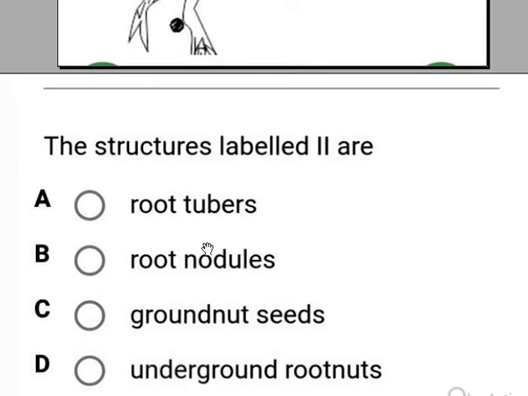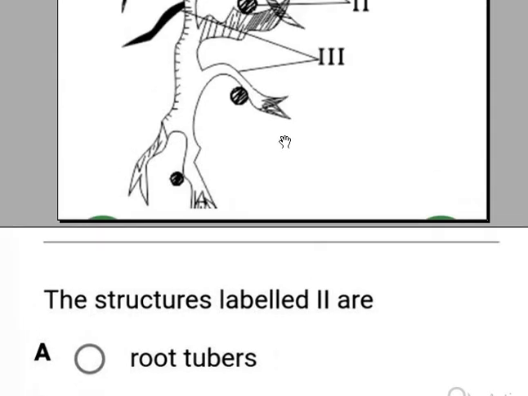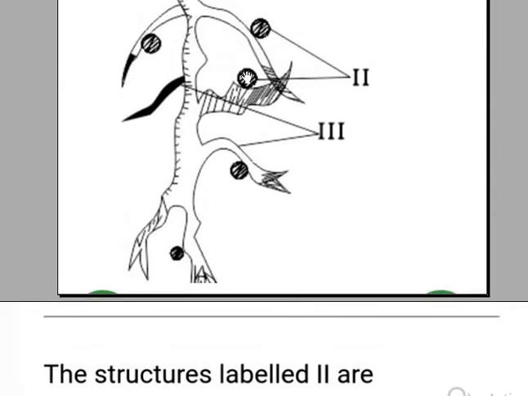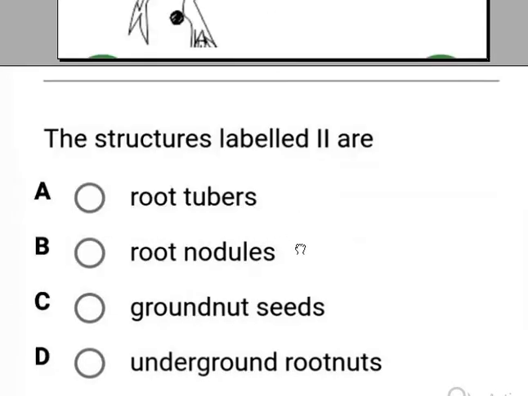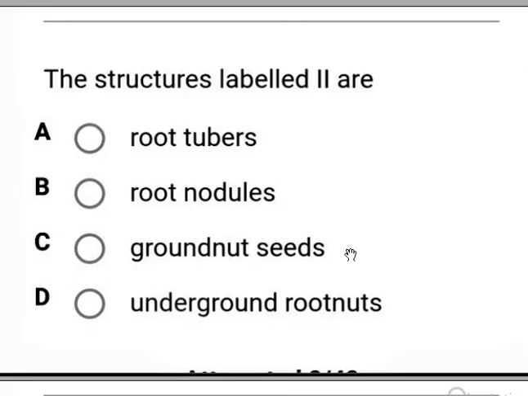So the structure labeled Roman 2 is root nodules. Here is the root nodules, that's Roman 2. So this question is just to know the diagram. So next question.